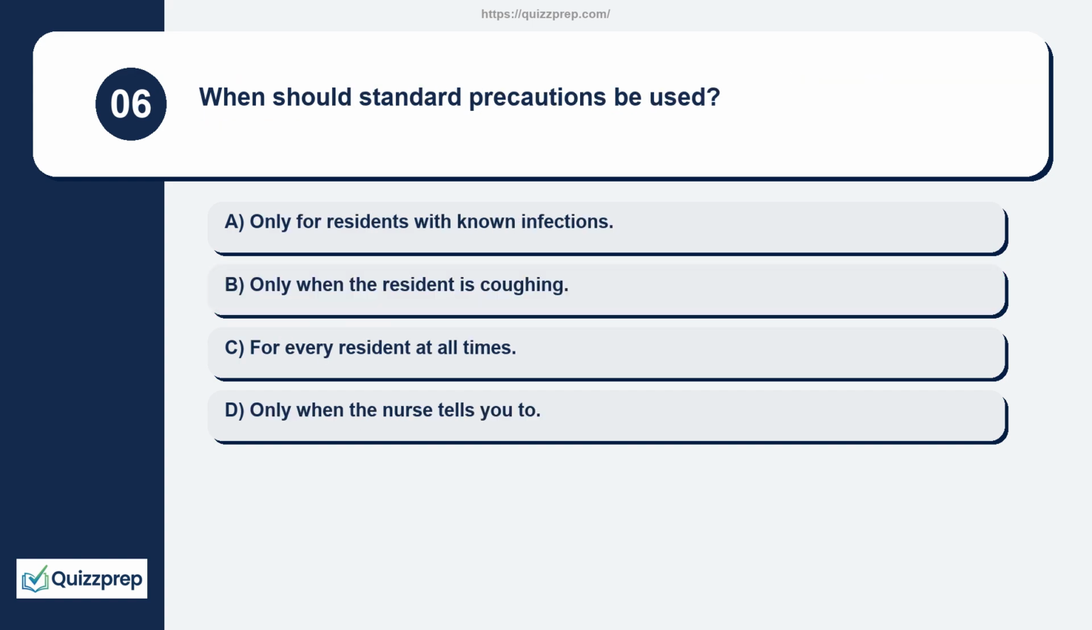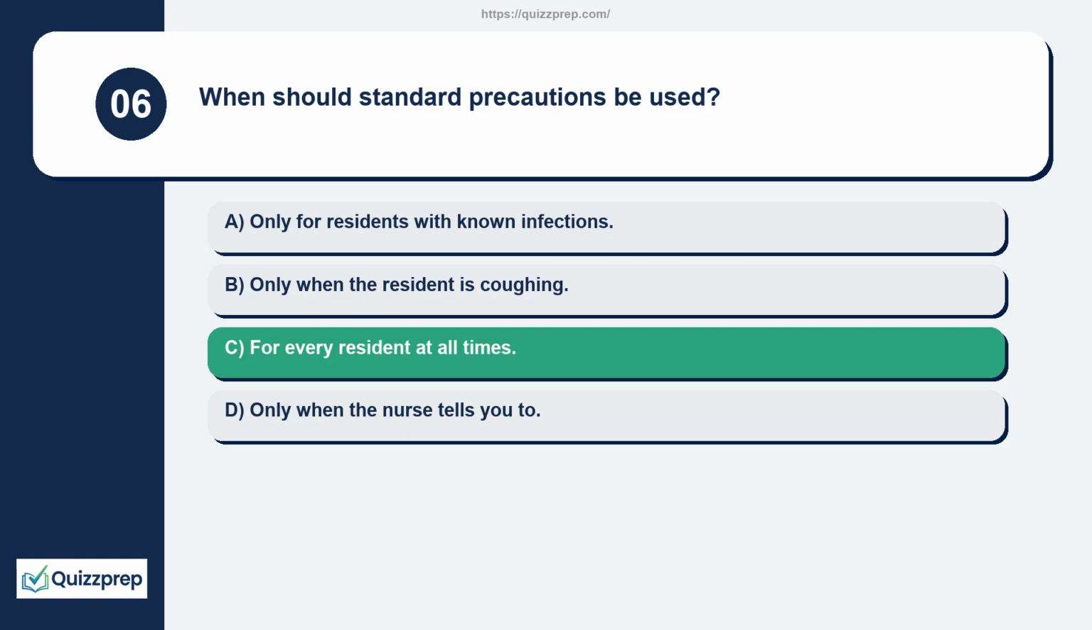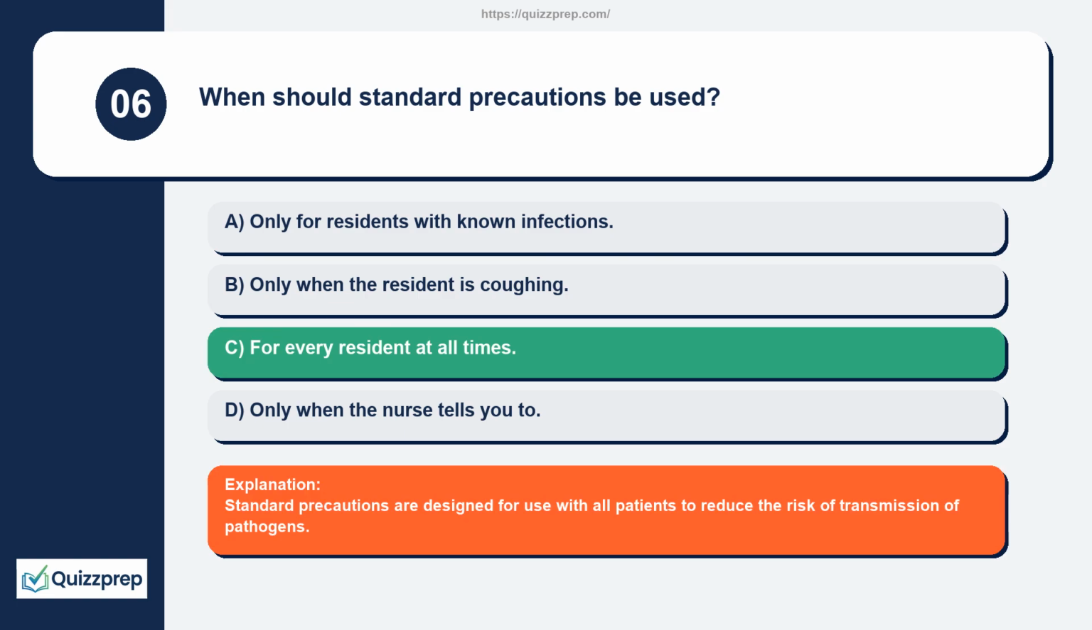Question 6. When should standard precautions be used? Only for residents with known infections, only when the resident is coughing, for every resident at all times, only when the nurse tells you to. Standard precautions are designed for use with all patients to reduce the risk of transmission of pathogens.